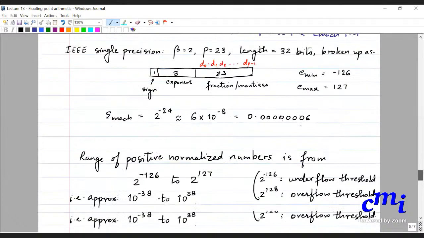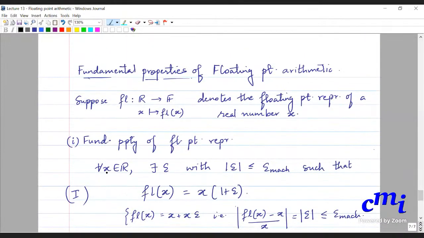machine epsilon. Okay. So what this is saying is that if you take any real number x, then there will be some epsilon with mod epsilon less than the machine epsilon, such that the floating point FLX, meaning floating point representation of x, is x times 1 plus epsilon. So x times 1 plus epsilon, you can write as x plus x epsilon. Okay, so we can rearrange these terms: I can bring x to this side. So FLX minus x over x equals epsilon, correct? I take the modulus on both sides. So I get mod of FLX minus x over x is equal to mod of epsilon, and this by assumption is going to be less than machine epsilon.